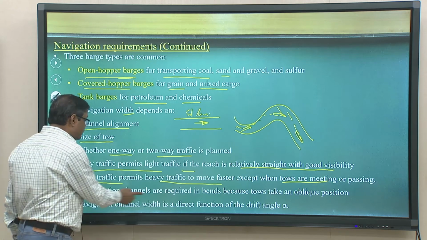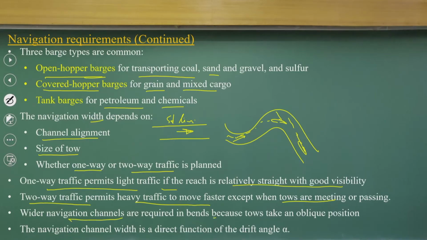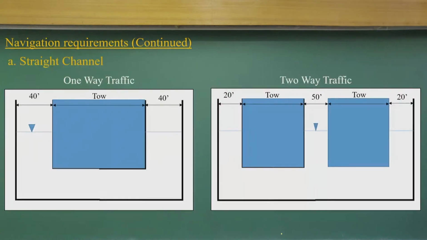Wider navigation channels are required for bends, which take oblique positions. When the river is in a bend, the navigation vessels will have oblique positions. For that we need a wider channel as compared to the straight channel. Navigation channel width is in direct proportion to drift angles. We will show it and discuss more. Look at the next figures.